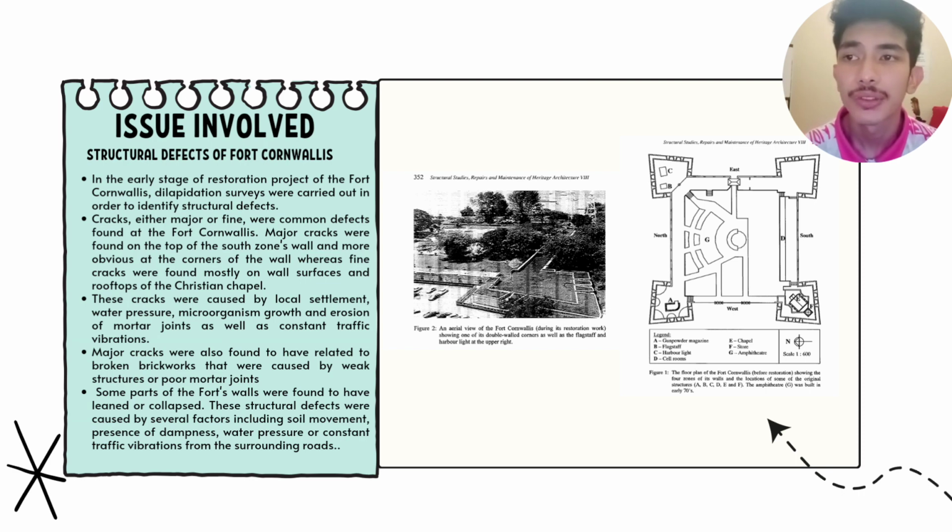Major cracks were also found to be related to broken brickwork that was caused by weak structure or poor mortar joint. Wall surfaces were also affected by erosion of mortar joint, which was caused by air pollution and the growth of microorganisms.